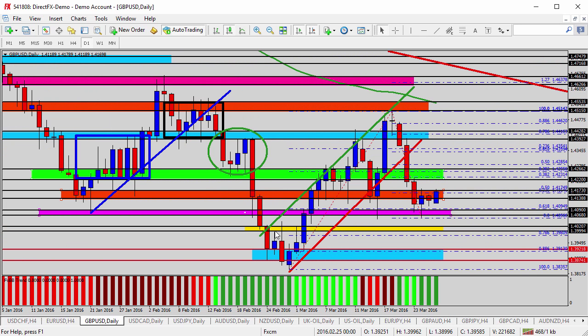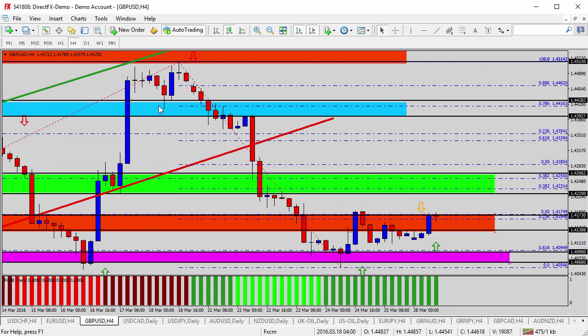GBPUSD, again, very similar situation to last Thursday and Friday. We continue to find resistance into the orange shaded area, 1.4135 to 1.4175. That's the orange shaded area that you see here on the chart. Just again, zoom it down to the 4-hour time frame.